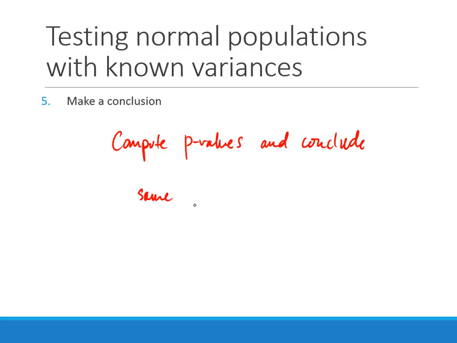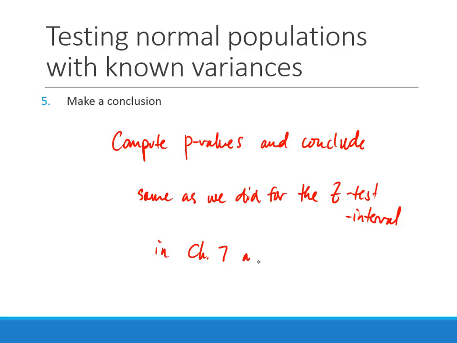Same as we did for the z-test or the z-interval in chapters 7 and 8. Okay, I guess here we're talking about a test. So we'll compute our p-values and make the conclusions the same way that we did for the z-test back in chapter 8.